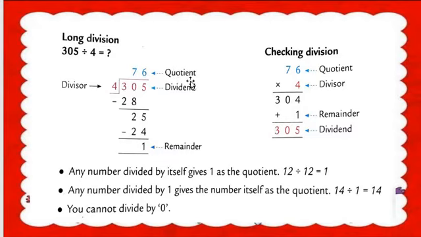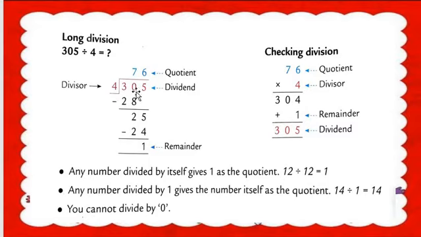Okay, quotient. Understood? And then after we complete the division, we get a 1-digit or 2-digit number. It's called a remainder. Understood? It's called a remainder. Got my point, all students?